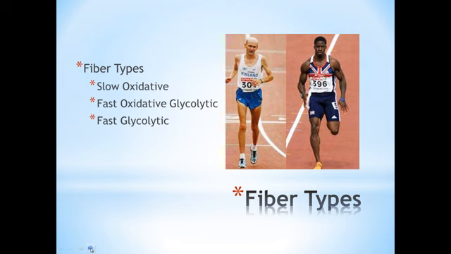Whereas in the fast oxidative glycolytic fibers we start to see a greater proliferation of glycolytic components. That's kind of where we are. Most of us have a nice blend of fast oxidative glycolytic. Power type athletes will tend to have more fast glycolytic. So when I look at sprinters and powerlifters and shot putters, they tend to have a higher concentration of fast glycolytic fibers.